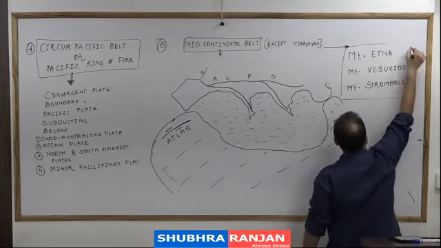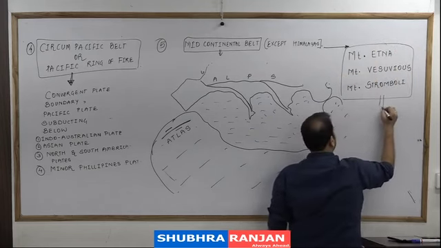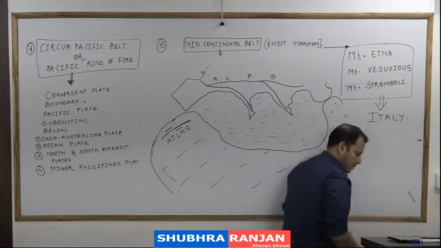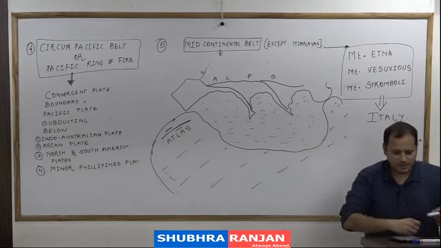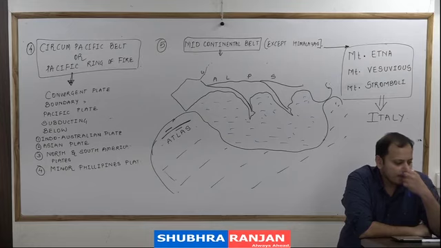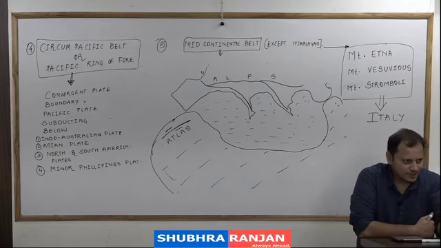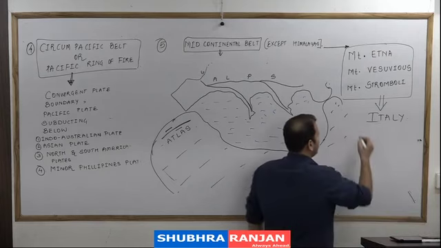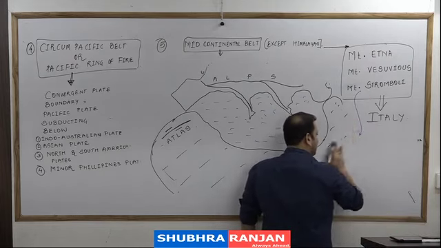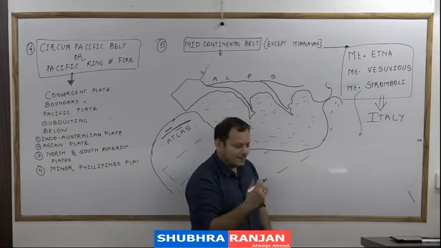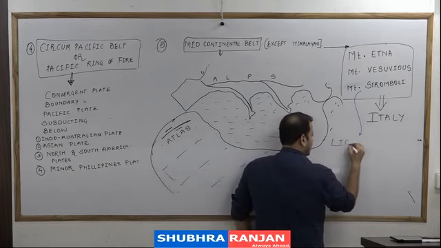Mount Stromboli. In which country are these three volcanoes located? In Italy. So all these mountains are located in Italy. And for those who have a little basic knowledge, which of these three is the most famous? Mount Stromboli. Why? Because it erupts so frequently. This is such a common volcano that it is known as the Lighthouse of the Mediterranean Sea.